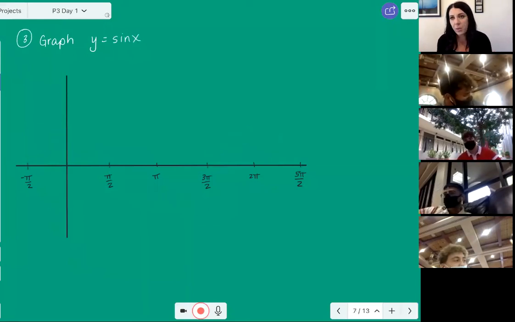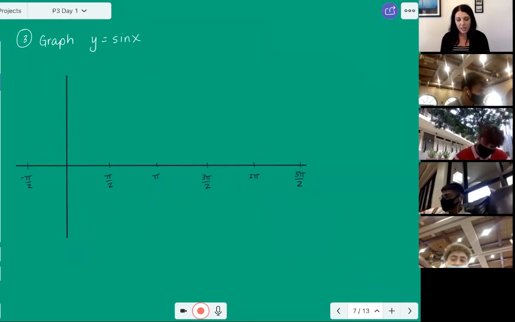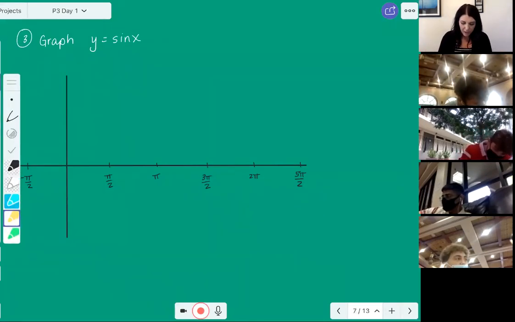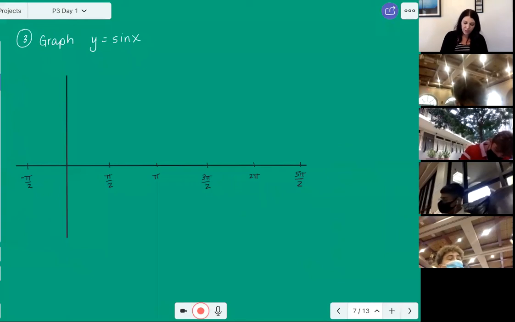We're going to do the same thing with y equals sine x. So let's come up with our parent function. Again, draw a very similar thing. We're going from negative pi over 2 to 5 pi over 2. I would also label 1 and -1.